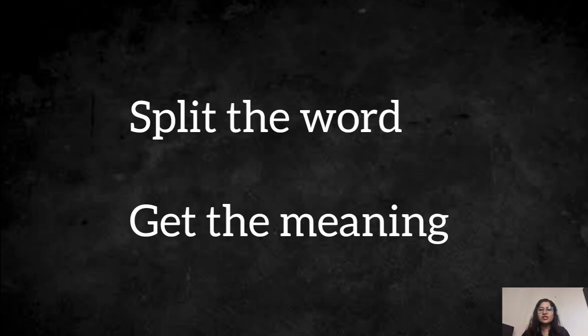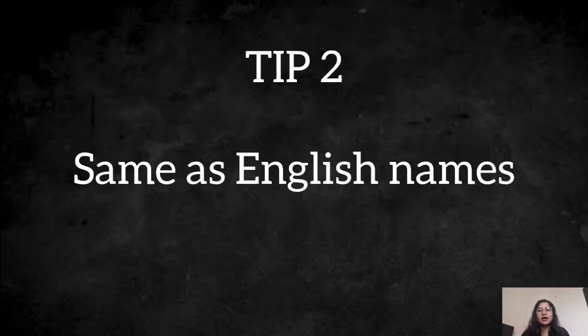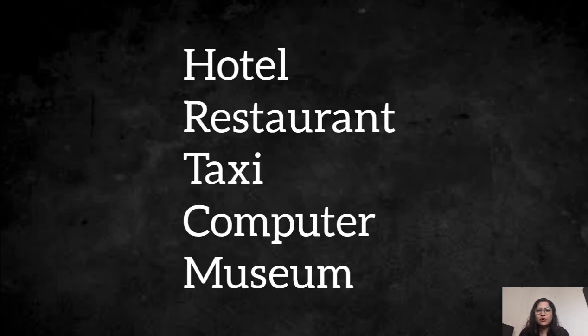Now tip number 2, many objects are named as they are named in English language. For example, hotel, restaurant, taxi, computer, museum. So these words are same as they are in English language, right? So it's very easy to learn them.